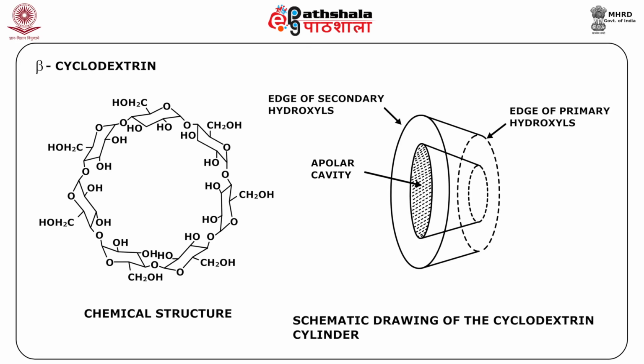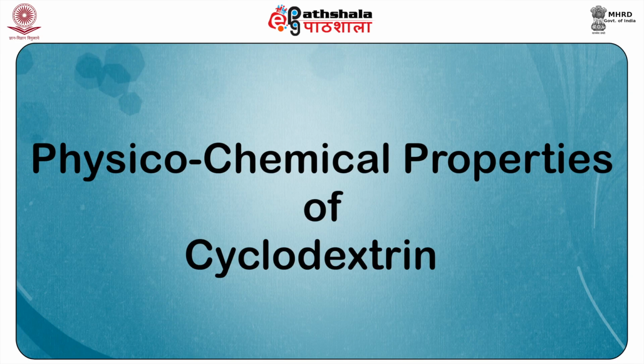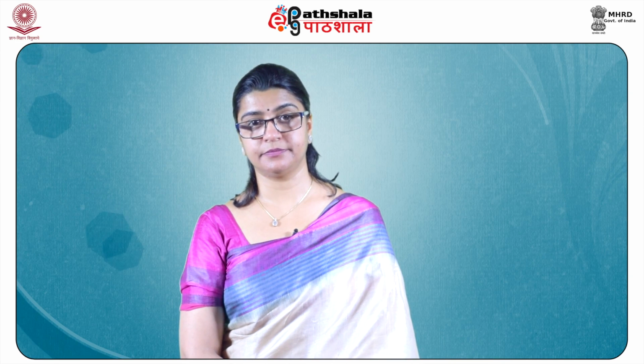Now, a figure shows the substitution corresponding to the respective cyclodextrin derivatives, and all of these derivatives are pharmaceutically important. Now, let us see the physicochemical properties of cyclodextrins. The physical state of all three cyclodextrins is crystalline, and they exist as white powder. Cyclodextrins do not have a sharp melting point. However, they begin to decompose at temperatures beyond 200 degrees Celsius.